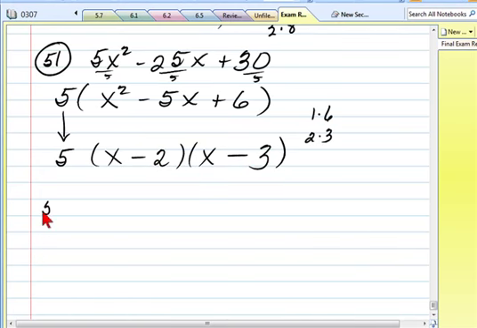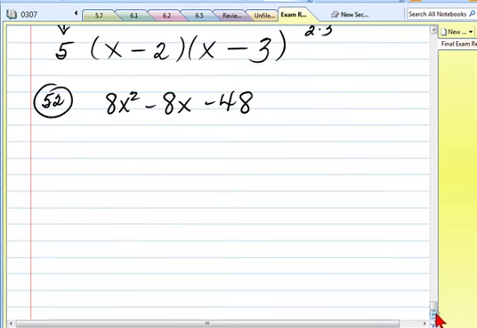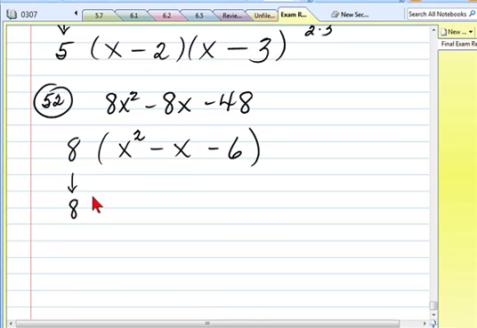Number 52. I have 8x squared minus 8x minus 48. Is there a common factor? 8. If I divide 8 out of those, in the parentheses, I'll have x squared minus x minus 6. Keeping the 8, I have an x and an x. Since the last sign is negative, what kind of signs do I get? One of each.